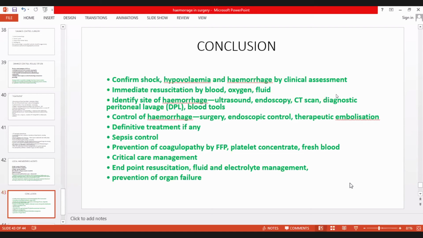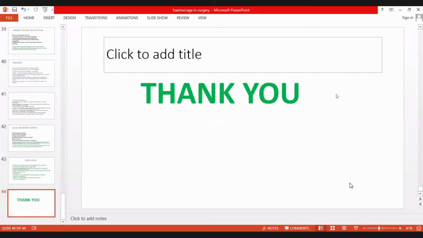Critical care management: if the patient is in shock, you have to give different care, thoracic care in the form of ventilation, cardiac care in the form of inotrope drips, and at the point of resuscitation, fluid and electrolyte management should be done, so that there will be prevention of organ failure and the outcome will be better. So here comes the end of this chapter or this session.